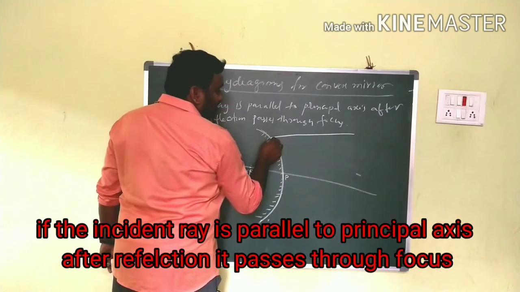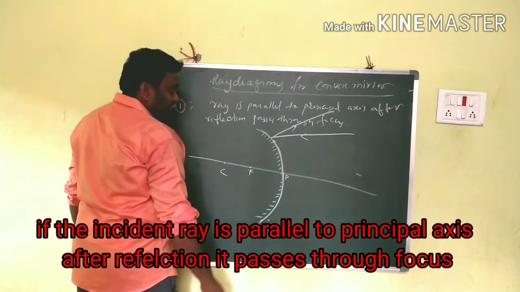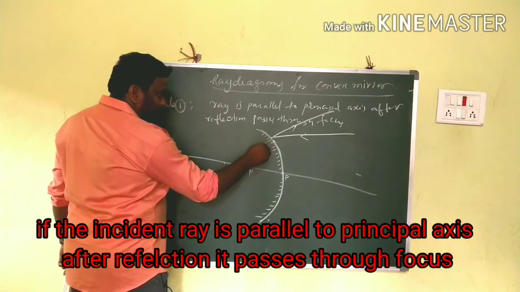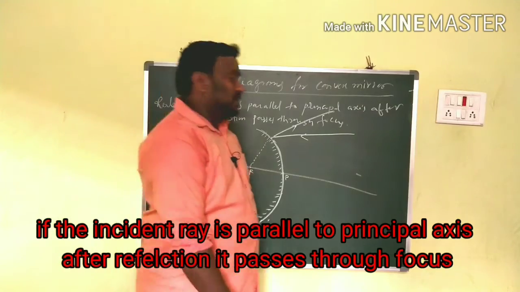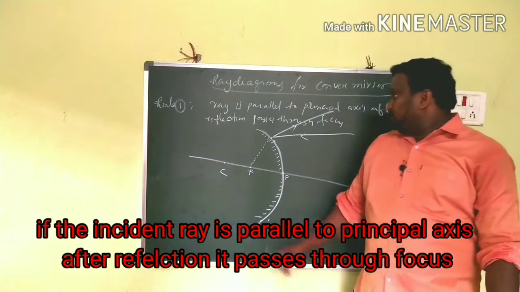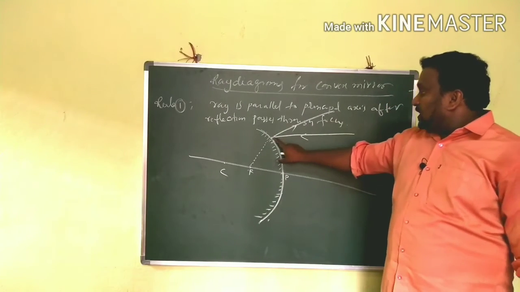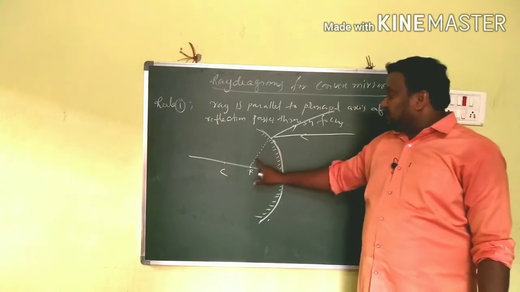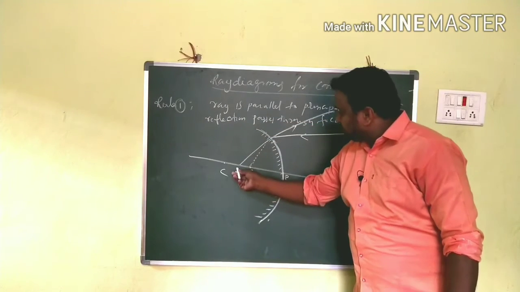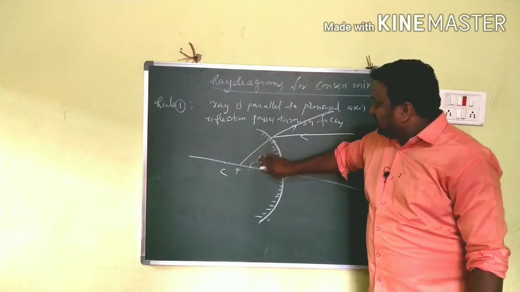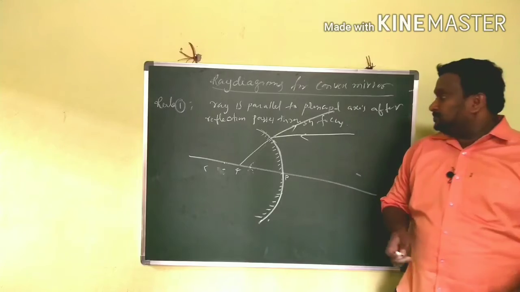Here, this is the incident ray, and this is the reflected ray. So you can extend that. The extension passes through the focus. This is the rule number 1. So in this diagram, this is parallel to the principal axis. After reflection, the reflected ray must be like this, but the extension passes through the focus. So if you want more clarity, this is the F, and this is the C. Okay, that is rule number 1.